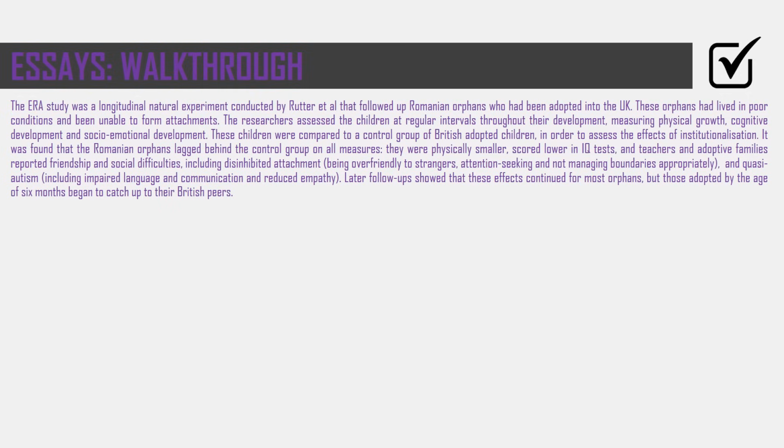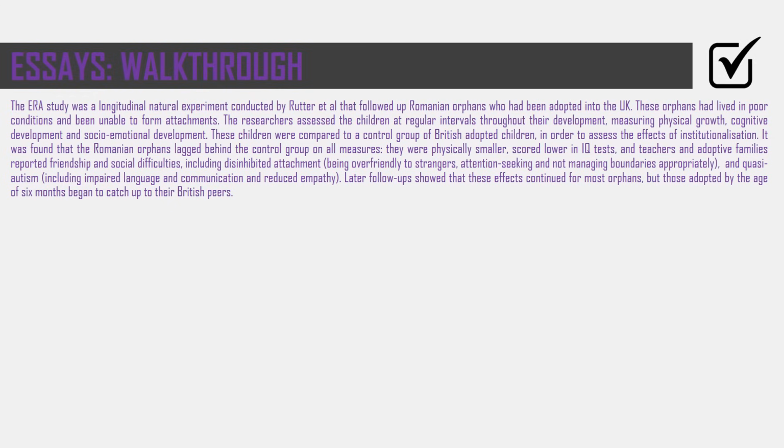It was found that the Romanian orphans lagged behind the control group on all measures. They were physically smaller, scored lower in IQ tests, and teachers and adoptive families reported friendship and social difficulties, including, and here comes the terminology, disinhibited attachment, which is being over-friendly to strangers, attention-seeking, and not managing boundaries properly, and quasi-autism, which is about impaired language and communication, and reduced empathy. Later follow-ups showed that these effects continued for most orphans, but those adopted by the age of 6 months began to catch up to their British peers.